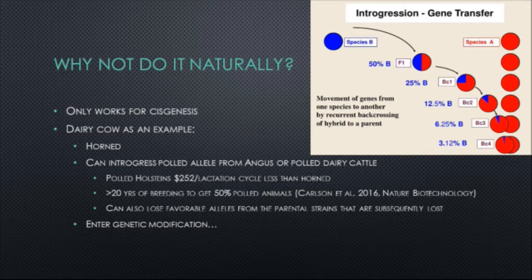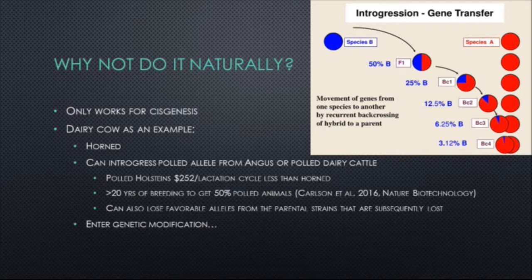If we've got a polled allele in Angus and we want to put it in Holstein, we can mate them together and get that polled allele in that Holstein population, right? We can get polled Holsteins that way. Or we could mate the polled dairy cattle to our horned dairy cattle and move that polled allele into the population of horned Holsteins, right? That's a doable thing to do without any kind of genome editing technology.